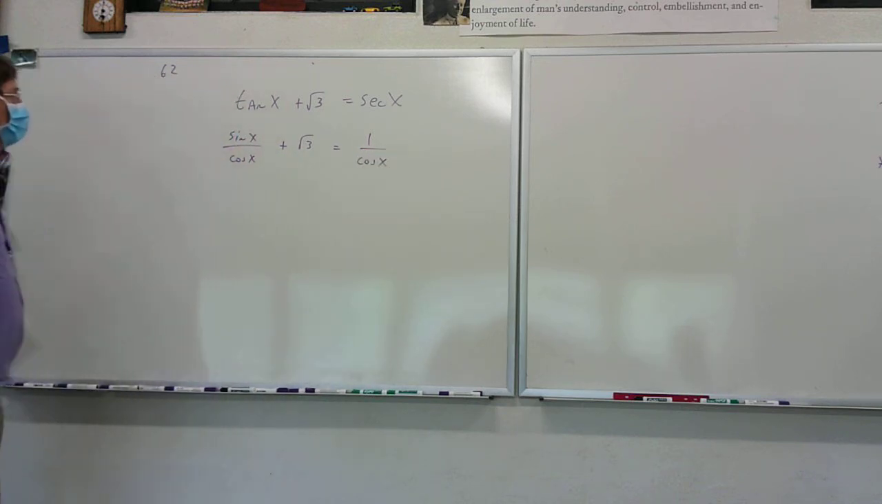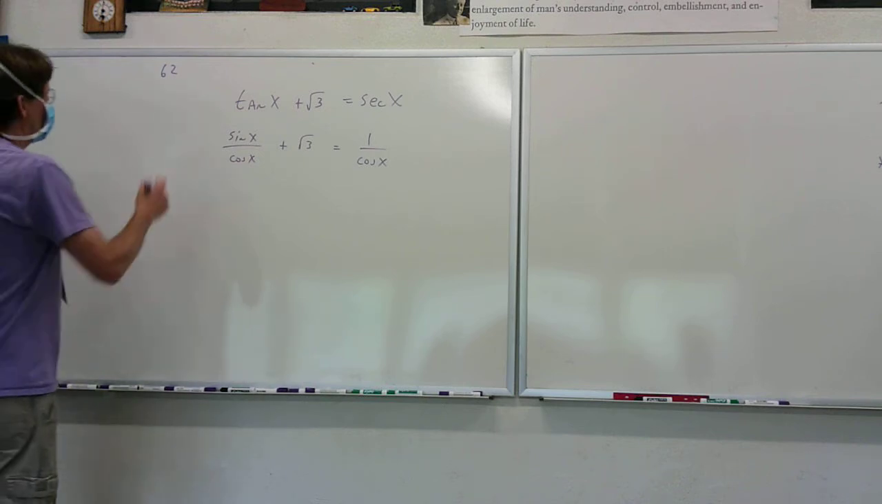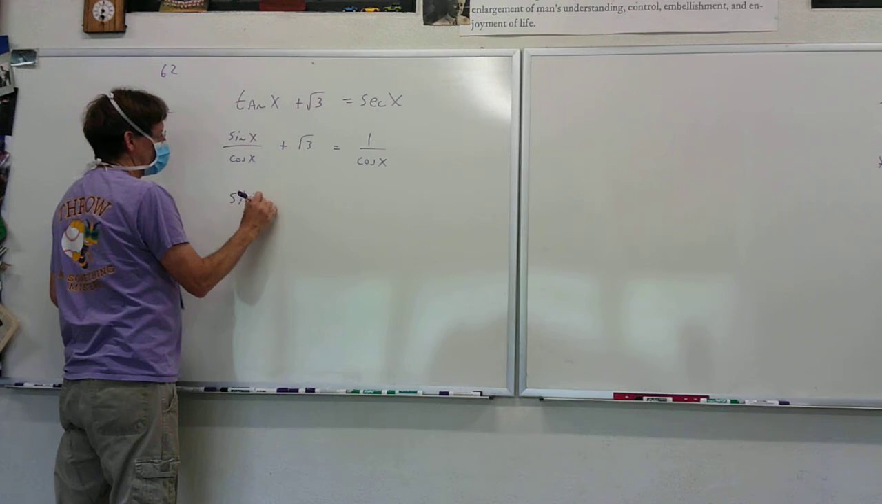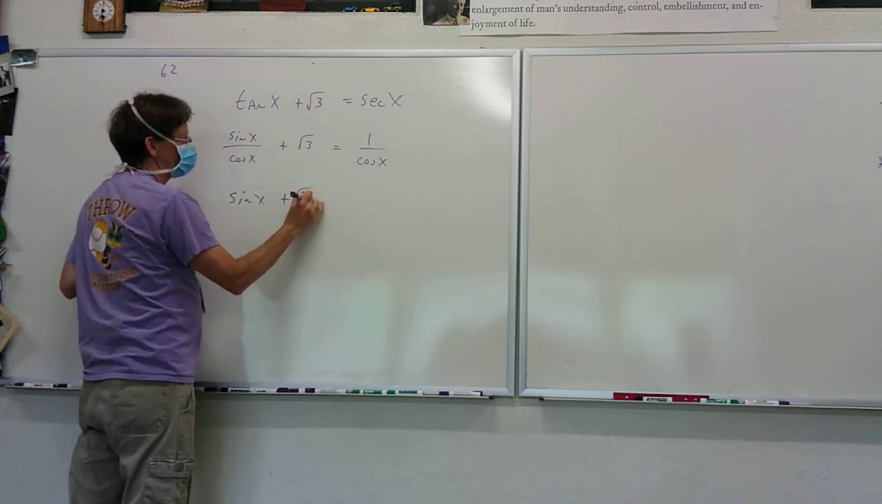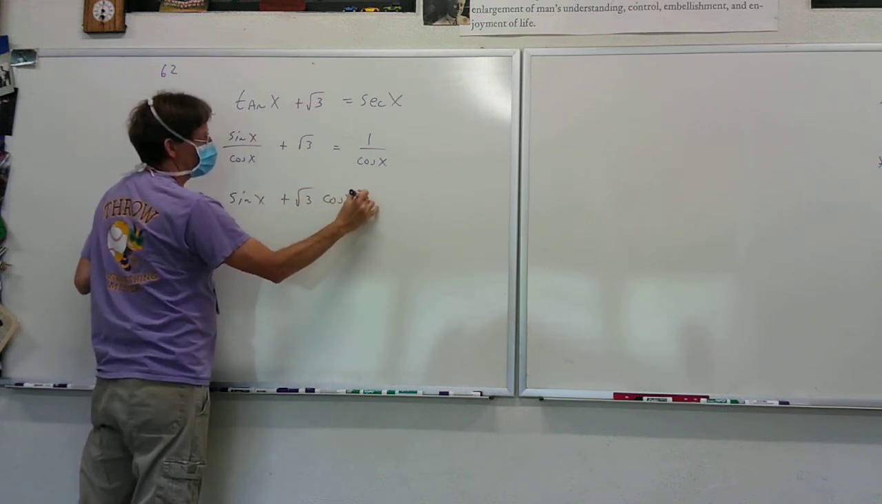Cosine x. And then I didn't like the idea of having cosine x in the denominator. So what did I do? I multiplied everything by what? Cosine x. Or you can make cosine x the common denominator for everything. But I would just multiply everything by what? Cosine x. Get rid of the fractions. So I'm going to get sine x plus square root of 3 cosine x equals 1.